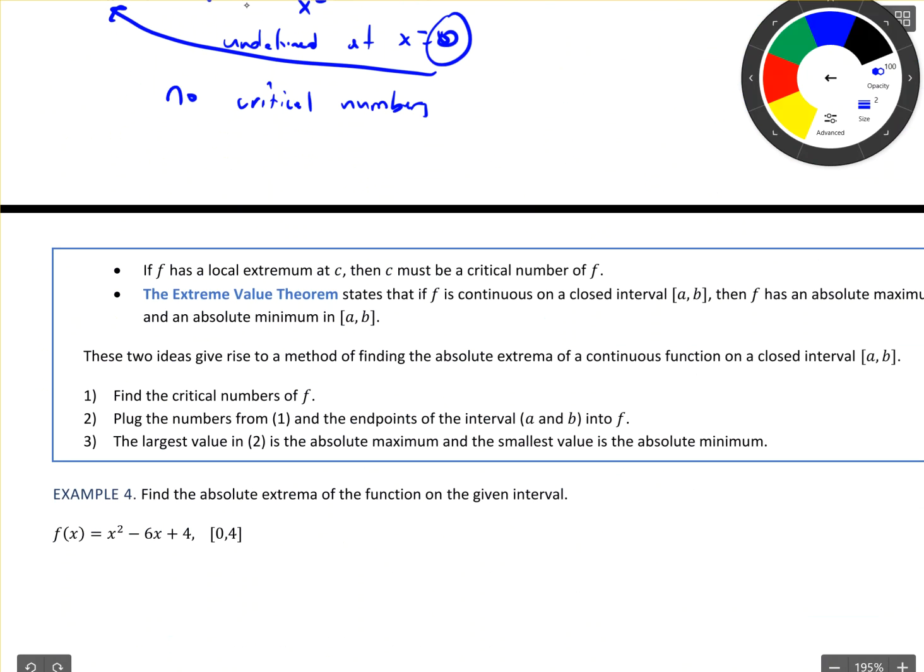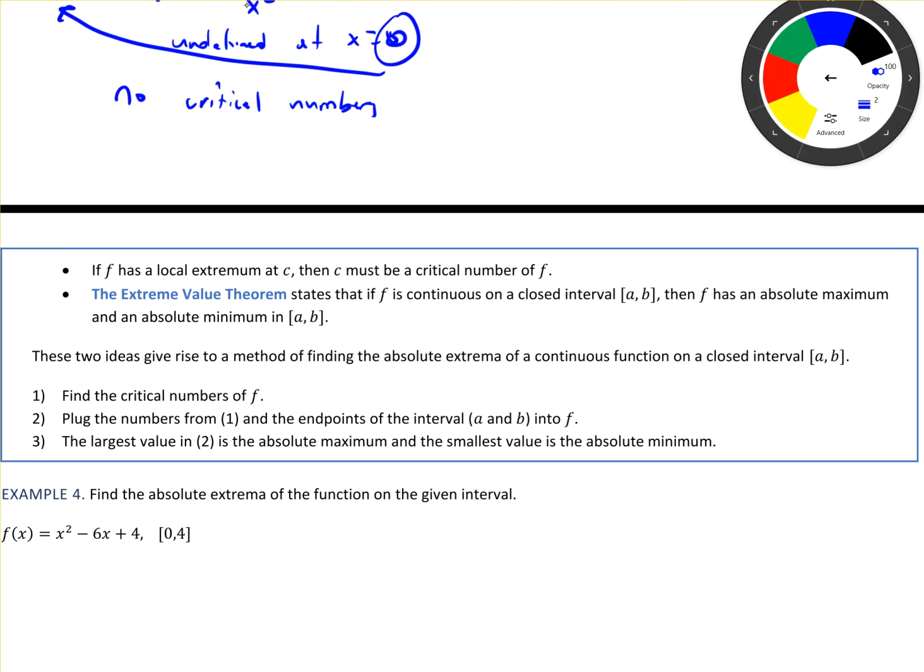And then the extreme value theorem says that if f is continuous on a closed interval, then f has an absolute maximum and an absolute minimum in that interval. So let's just draw a picture here. If I have any interval, say from a to b, so here's a, here's b, and suppose my function looks like this. Then notice I have an absolute maximum here and an absolute minimum somewhere in here. I didn't draw it very nicely, but I must have an absolute maximum.